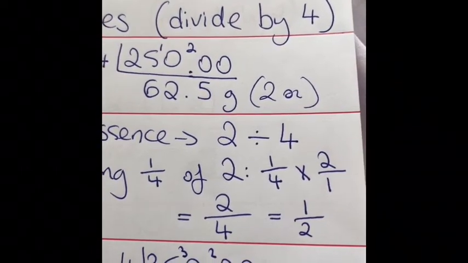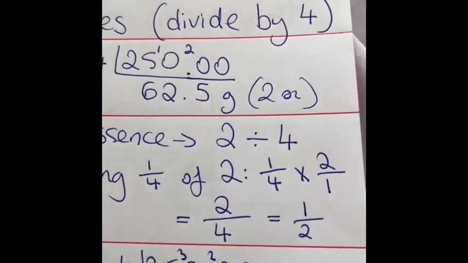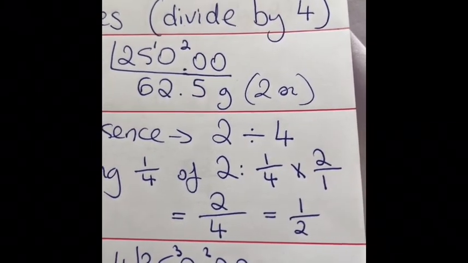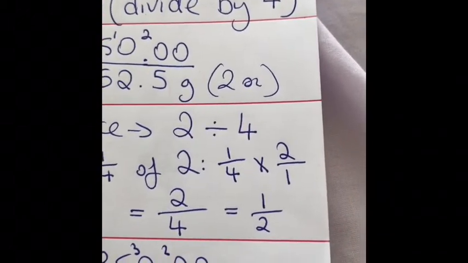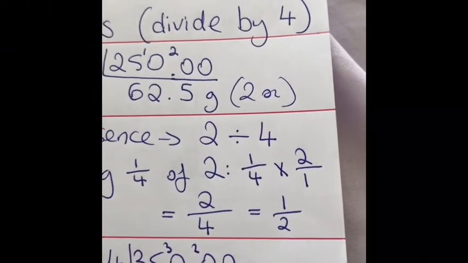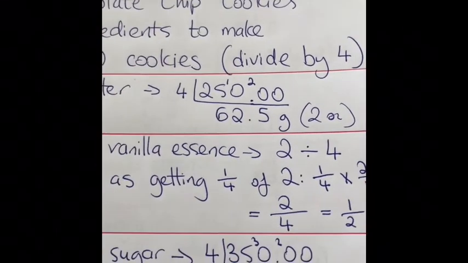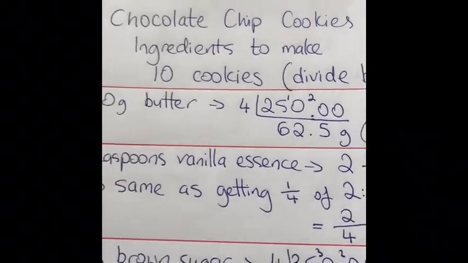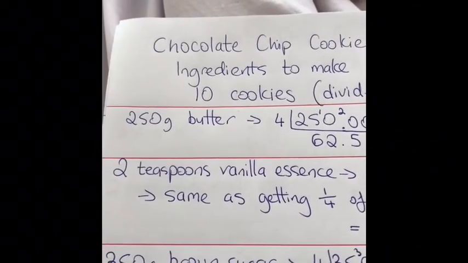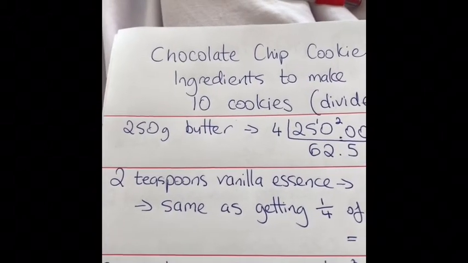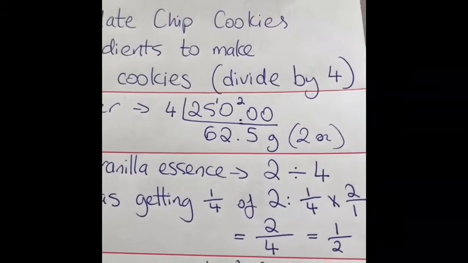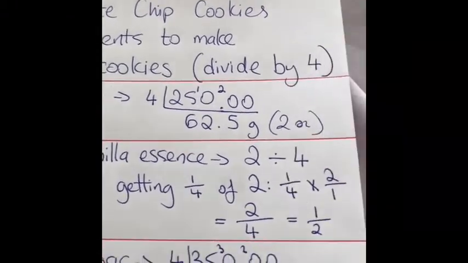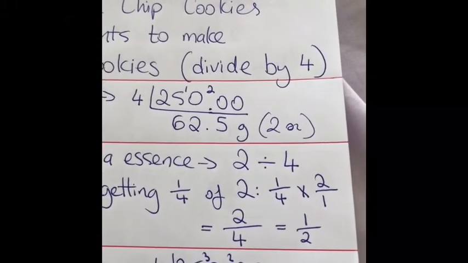And then to simplify that fraction, we divide the top and the bottom by 2. 2 into 2 goes once, 2 into 4 goes twice. So it's a half. Now that's a mathsy way of looking at it. Obviously, if you think about it yourself, we have 2 teaspoons of vanilla essence and we want to divide it by 4. We're going to quarter it, okay? So you end up with half a spoon of vanilla essence for that.